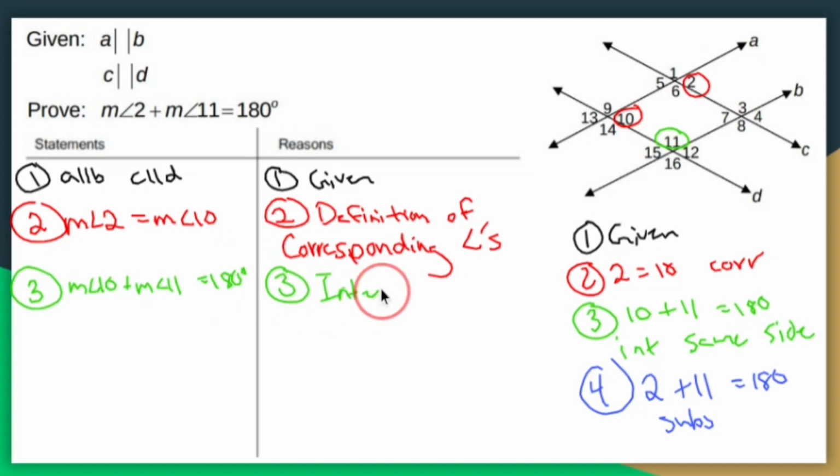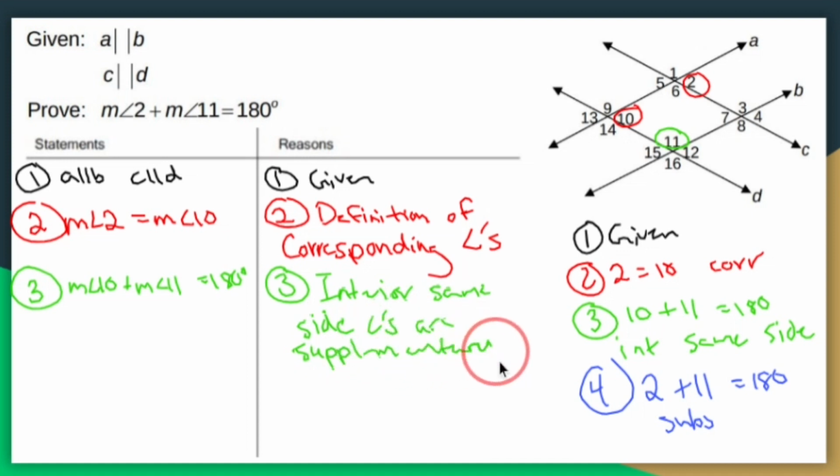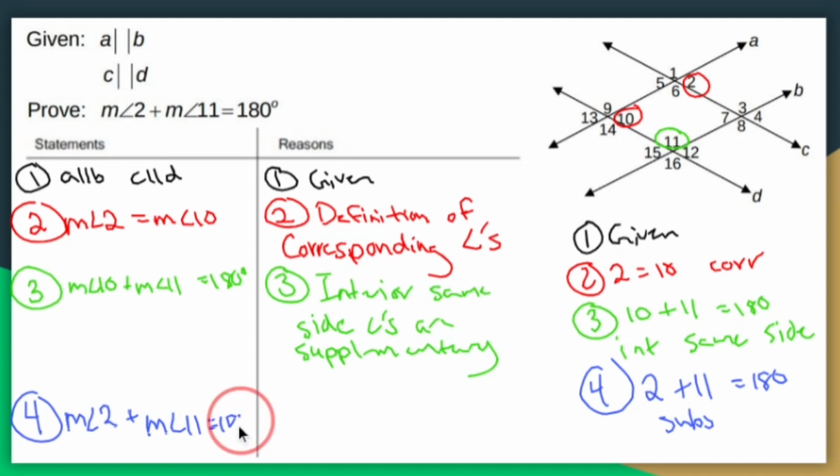interior same side angles are supplementary. Last but not least, now that I know that 2 is 10, I can replace that 10 with 2 and say the measure of angle 2 plus the measure of angle 11 equals 180 degrees, and that's using the substitution property.